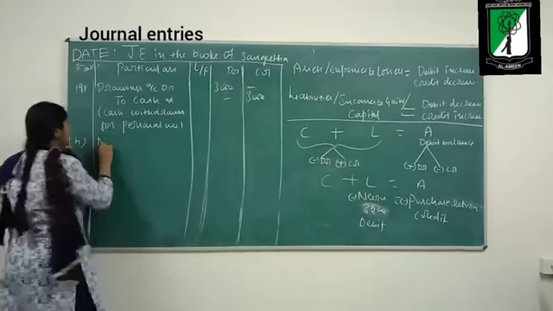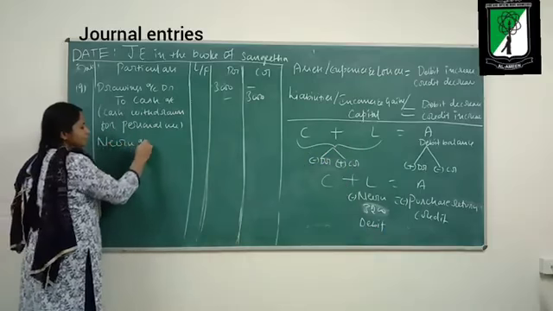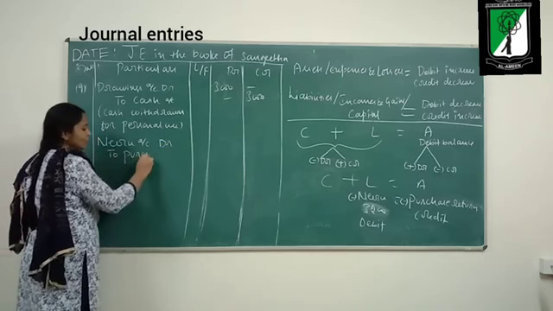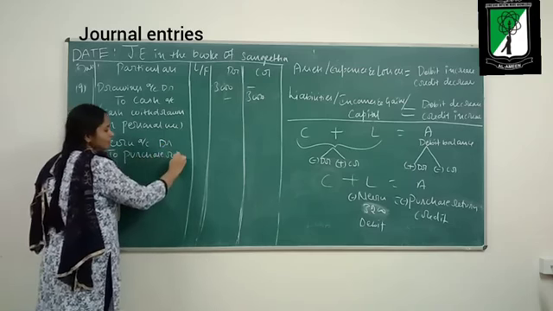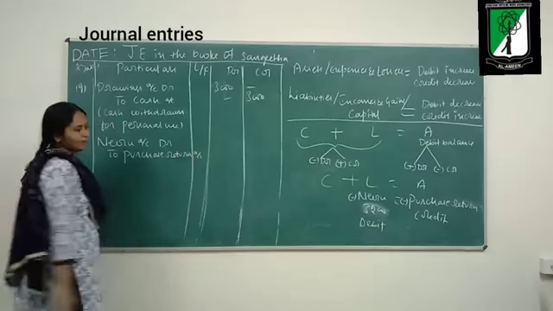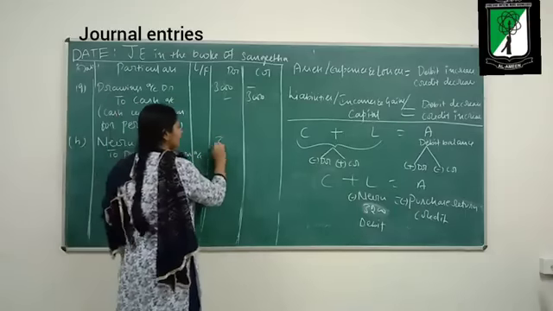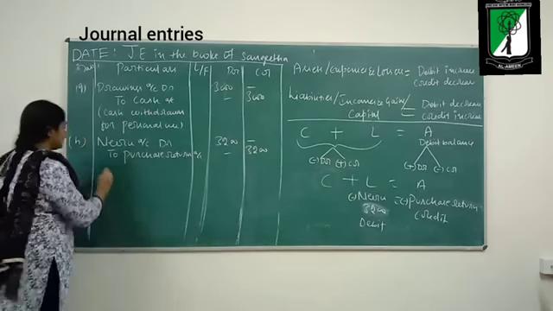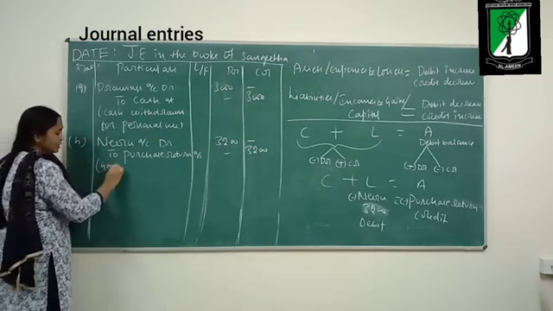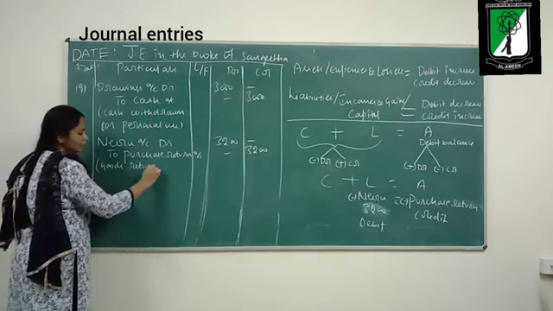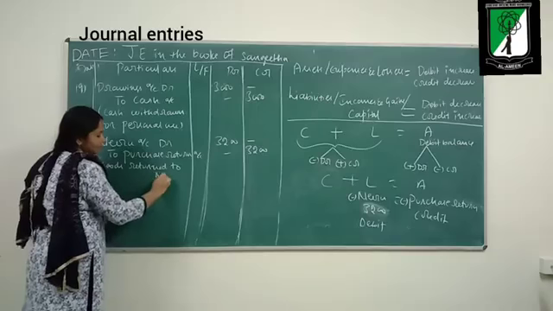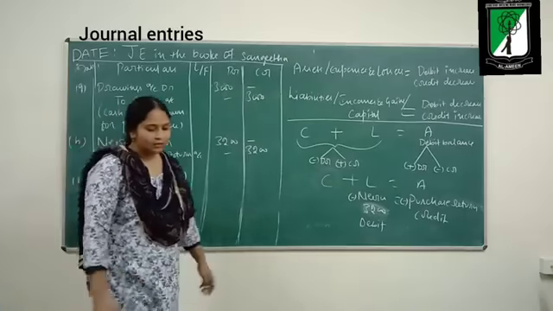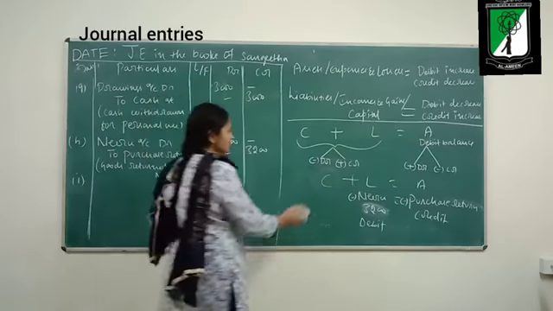So what is the journal entry? Neeru account debit to purchase return account. What is the value? Rupees 3,200. Narration: Being goods returned to Neeru. Okay, this is the narration. Now moving on to the last journal entry. Paid wages rupees 1,000.